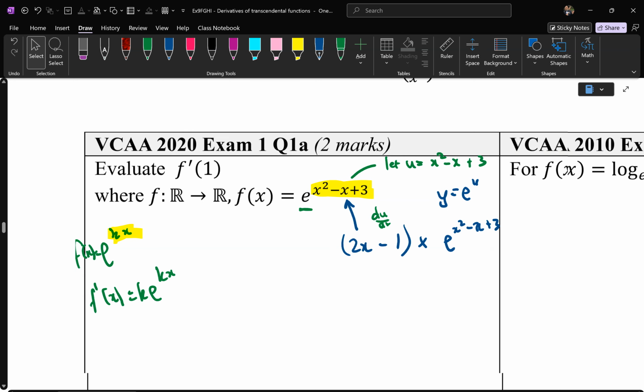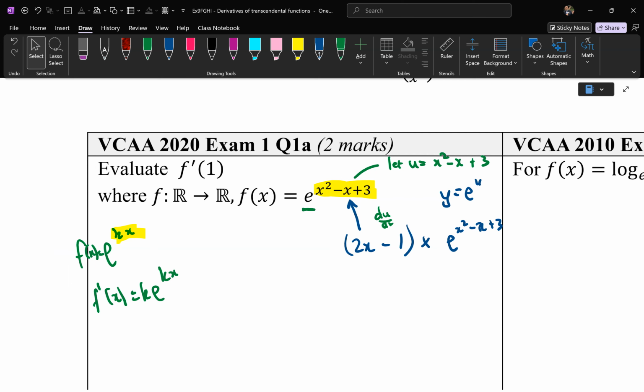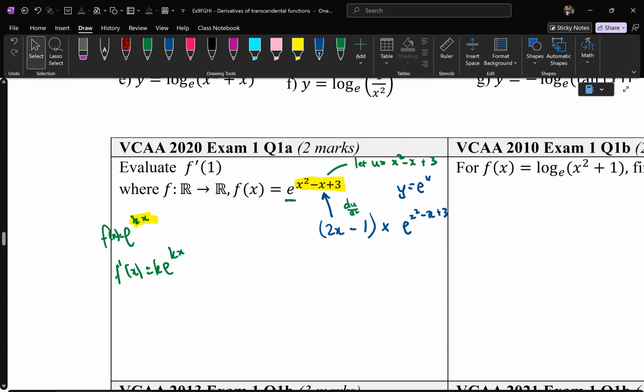That would be the correct answer. But what a lot of students did back then, this is back in 2020, was the first question: a lot of students followed this formula, and they would have just said k is the number in front of whatever x squared is, and they would have just written 1 instead of 2x minus 1. Okay, and that's why I don't like teaching the formula the way that you have in your textbook.